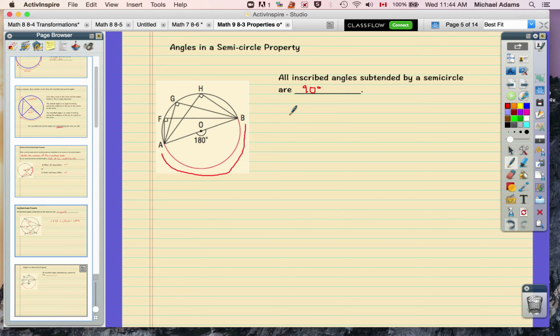So that means angle BHA is equal to angle BGA, which is equal to angle BFA. And because the arc is 180 degrees, that means all these angles will be 90 degrees.